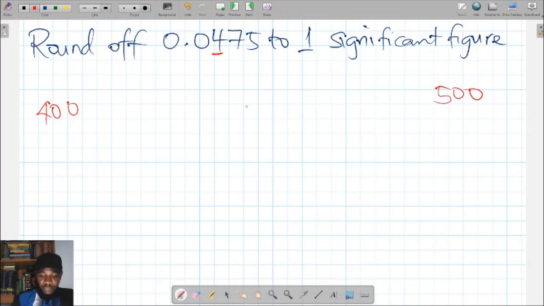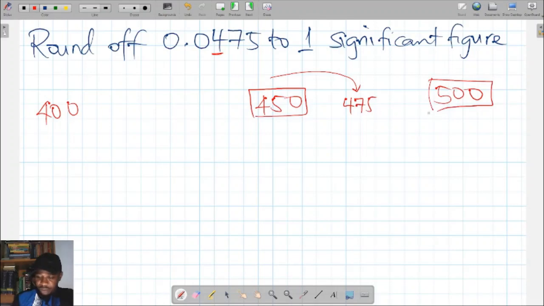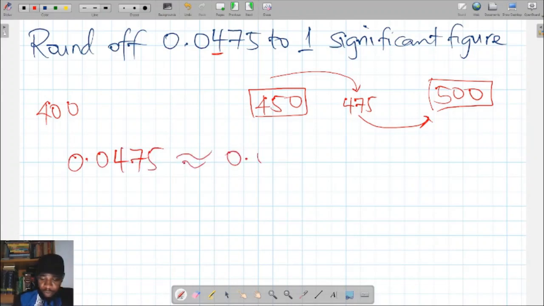And then we can find the middle value, which is 450. 475 comes somewhere here after the middle value. So the closest 100 is 500. So in the original number, we will replace 475 with 500. So we can now have 0.0475 is approximately equal to 0.0500, to one significant figure.